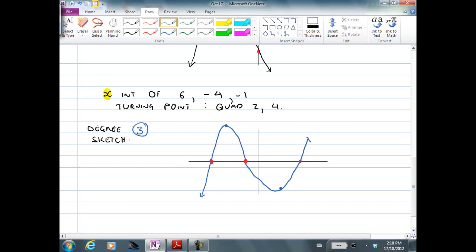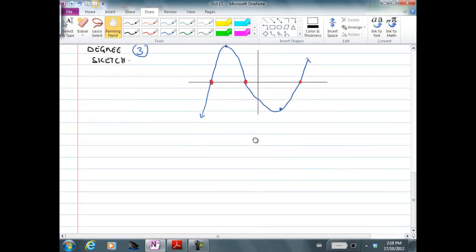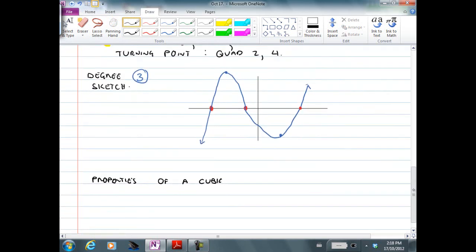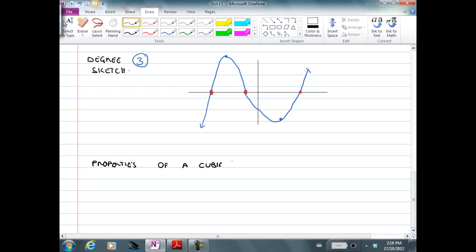Guys and gals, this is the sort of thing you have to do. So I want to go over some more things with you. Properties of a cubic function. I've taught you basics yesterday. Degree was 3, yep, because this is a cubic function. Properties of a cubic function.